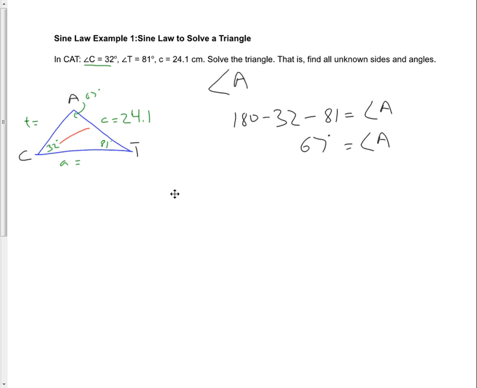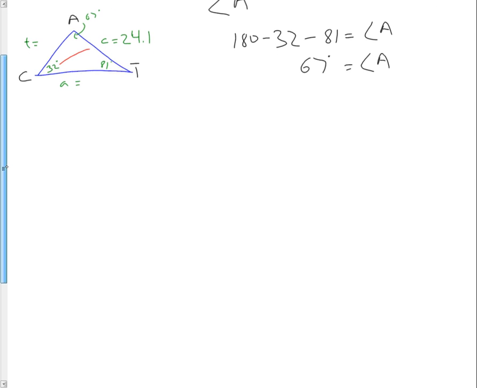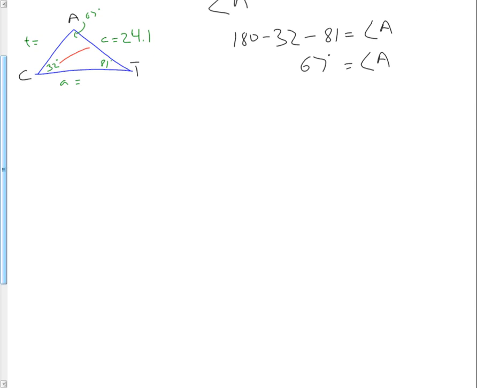Okay, so we've solved part of this already. The next thing that we want to do is continue to solve. We know the length of side C, but we do not know the length of side T or side A. So let's quickly go through and solve for the length of side T. Side T is going to equal something.